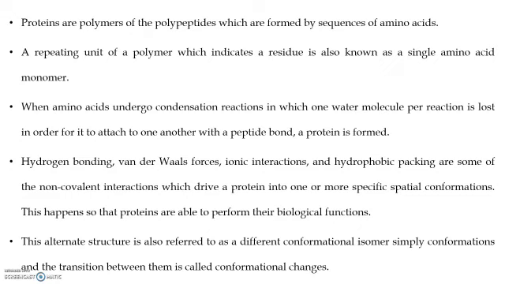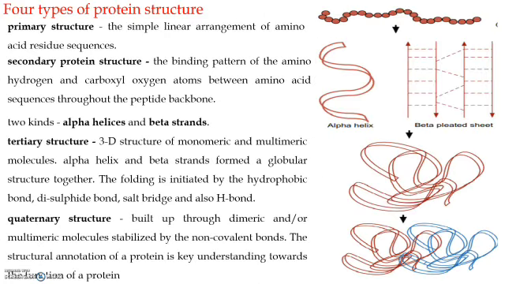And this protein consists of hydrogen bonding, van der Waals force, ionic interaction, and hydrophobic packing. These non-covalent interactions help the protein to form special conformations, and these conformations are unique to that particular protein. These special conformations help the protein to perform its biological functions. This alternative structure is also referred to as conformational isomers, or simply conformations, and the transition between these conformations is known as conformation change.